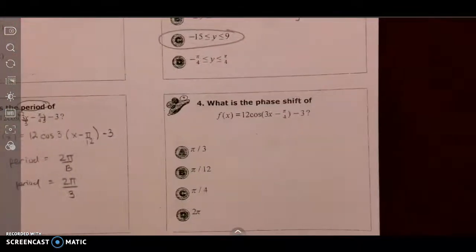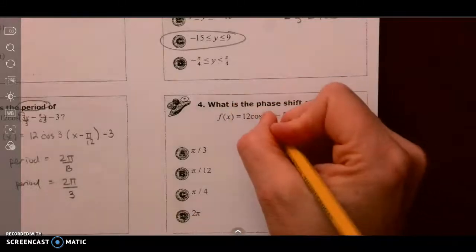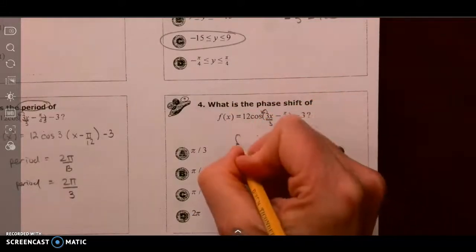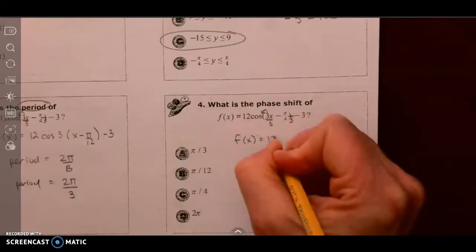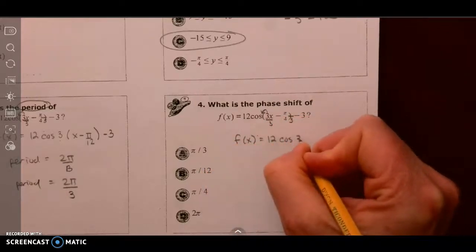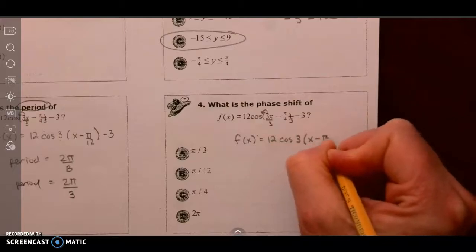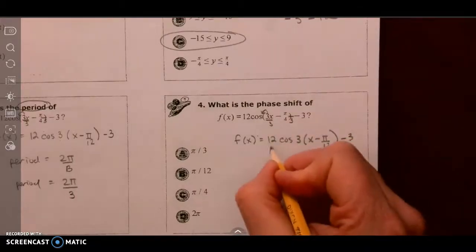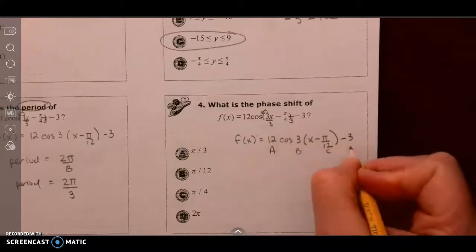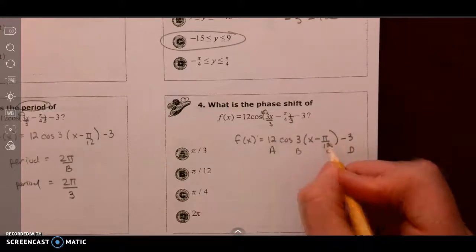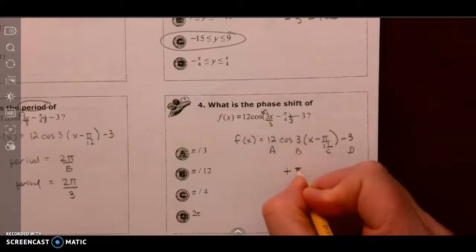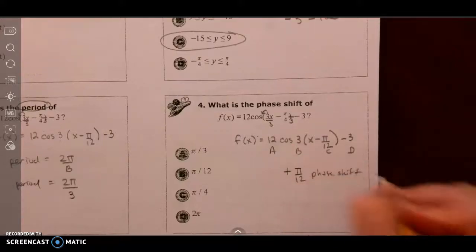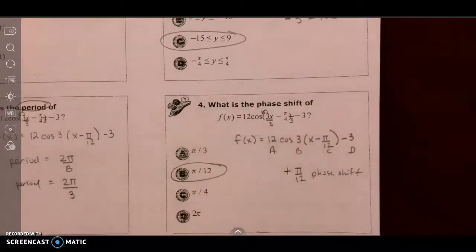What is the phase shift? Right, again, pull out that 3. So I'm dividing by 3, dividing by 3. F of x equals 12 times the cosine of 3 times x minus pi over 12 minus 3. Again, A, B, C, and D. This says minus pi over 12, so it must be plus pi over 12 is the actual phase shift, which is B.